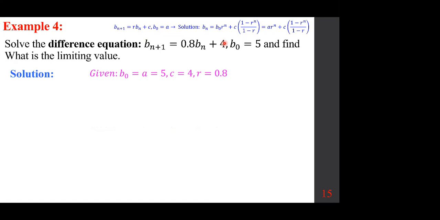All right, so what happens next? Now that we have that, we're going to go here and we're going to plug in. What is B sub 0 or A? 5. What is R? 0.8. What is lowercase c? 4. Again, what is R? 0.8. So in this equation, B sub n equals this, plug in. When you write the given, it really makes your life easy, class. Plug in. So you see that?